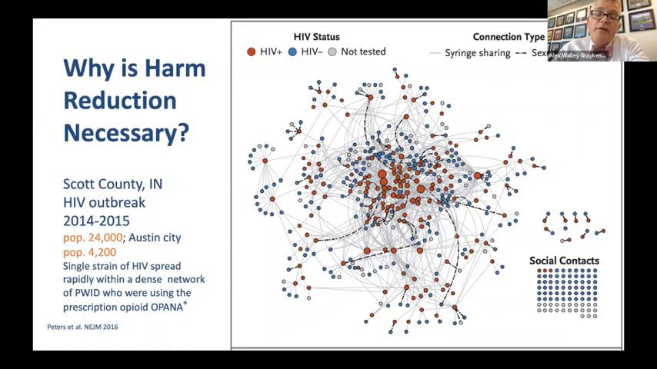And one of the things that harm reduction does is it tries to really meet people where they're at and address that stigma, to try to engage people on their terms.